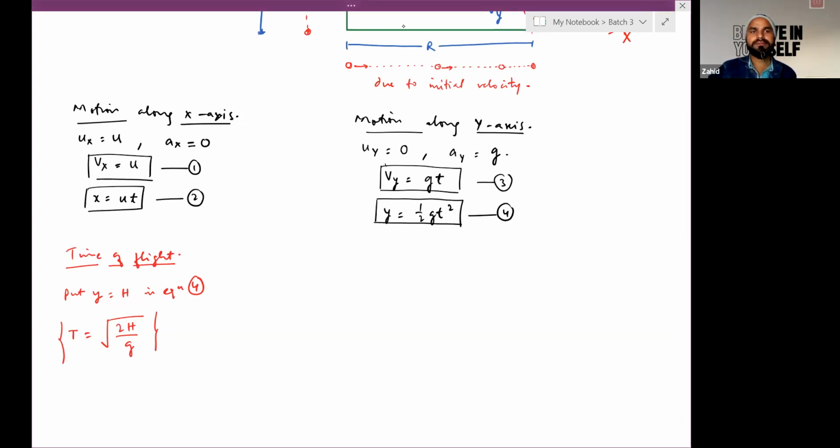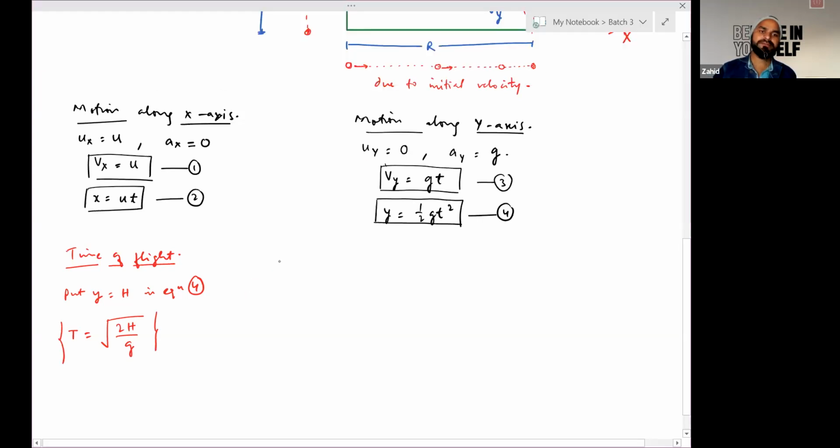Next is height of projection, or height of throw. So just rearrange this previous equation of time of flight, or put y equals h in equation 4. You will get h equals half times g t squared.